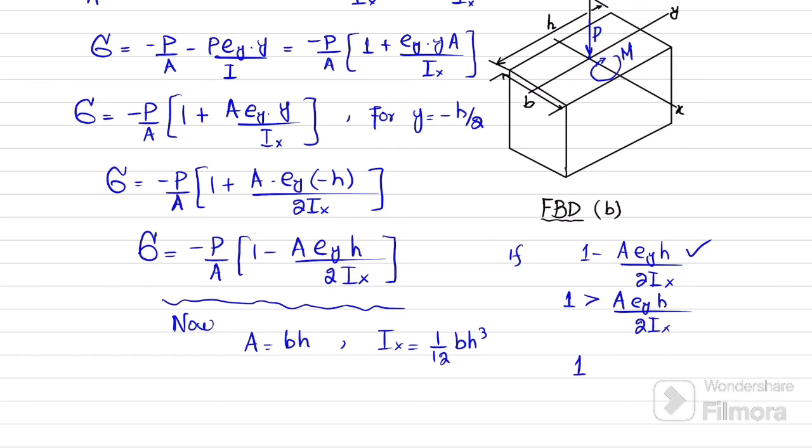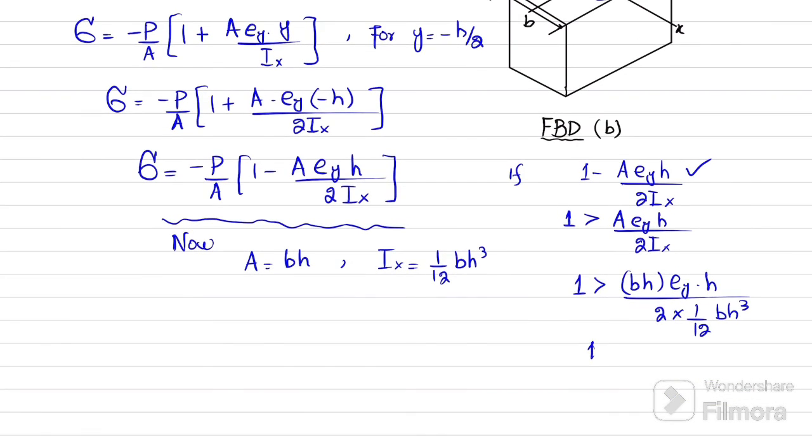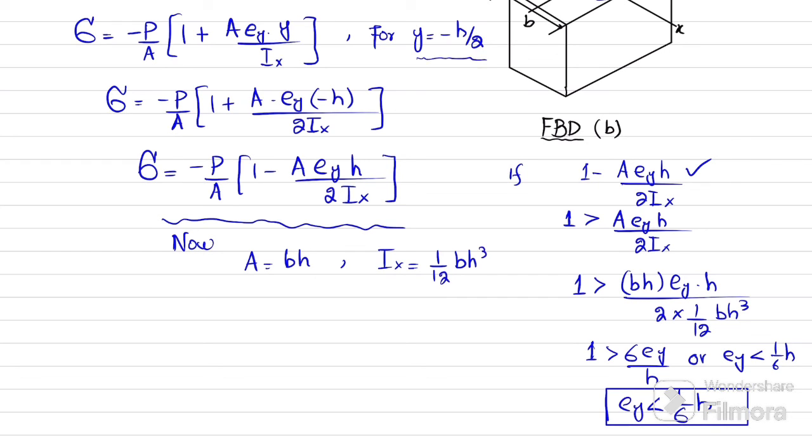1 is greater than B multiplied by H into e_y into H divided by 2 multiplied by 1 over 12 B H cubed. So what we will get is 1 is greater than 6 e_y over H, or you can say e_y is less than 1 over 6 H. I will write e_y is less than 1 over 6 into H. So this is e_y when y is taken as minus H by 2. For y, if you put y equal to H by 2 in this equation, what you will get is e_y greater than or equal to minus H over 6.